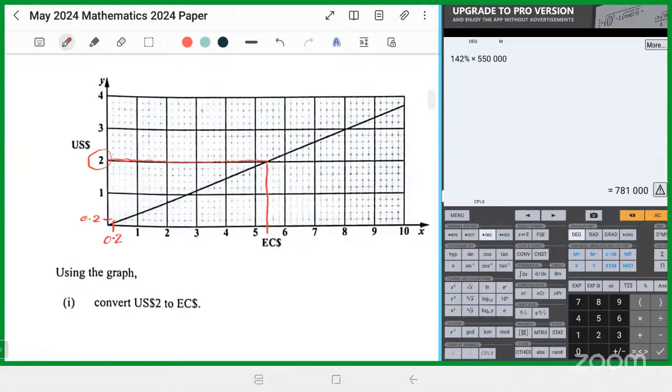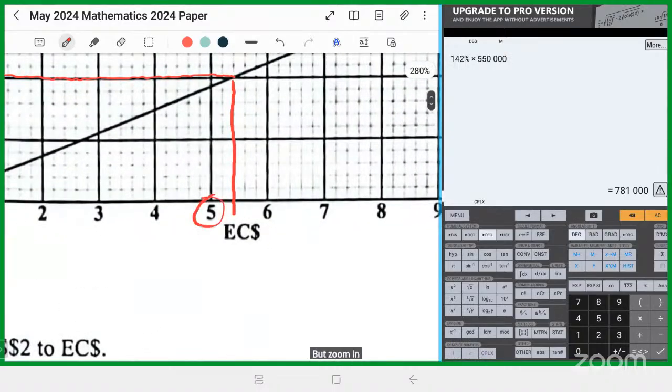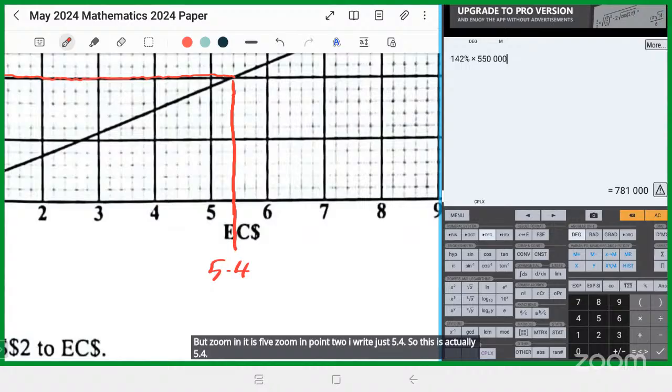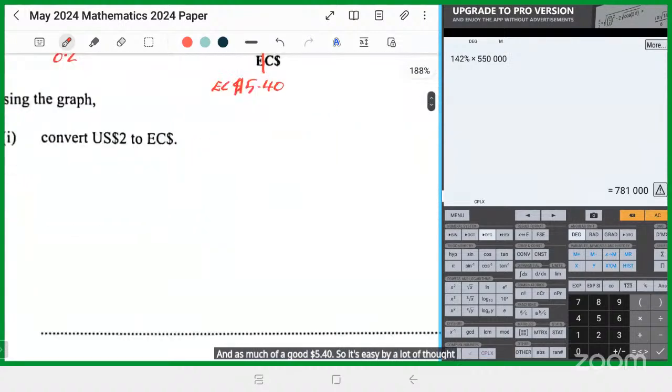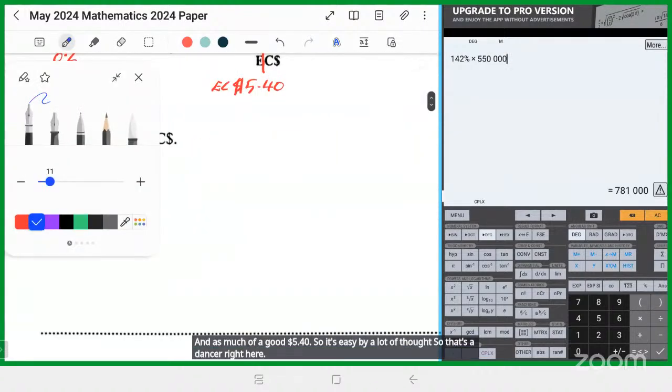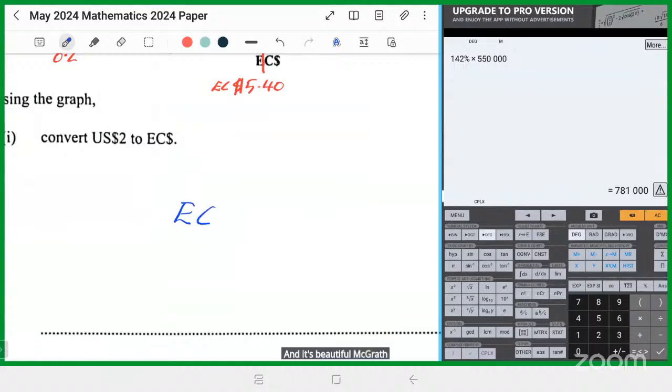If I zoom in, that is 5.2, and right here is 5.4. So this is actually 5.4. And it's money, so you have to put $5.40. So it's EC $5.40. That's the answer right here. I just read it from the graph. EC $5.40 is the answer.